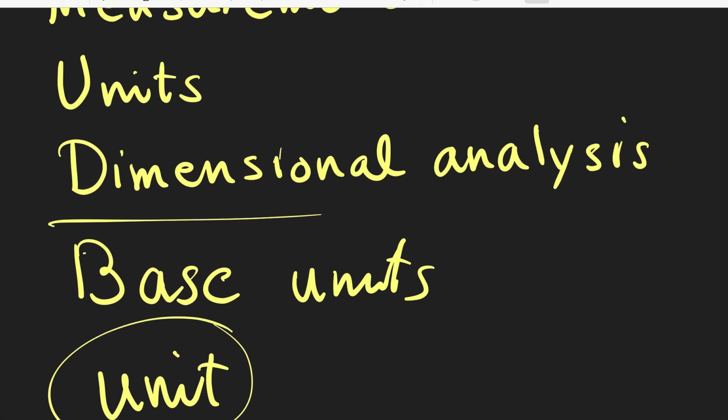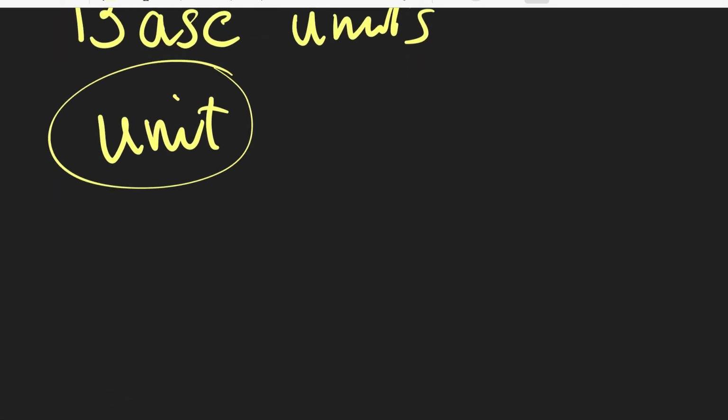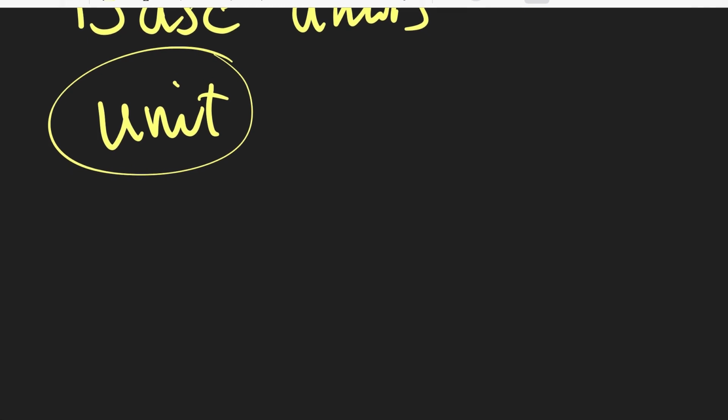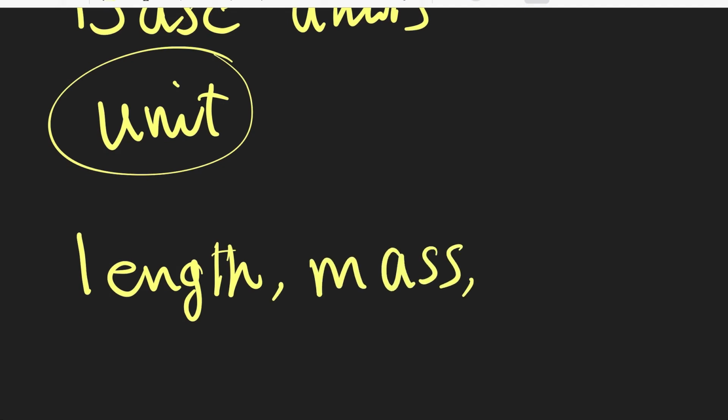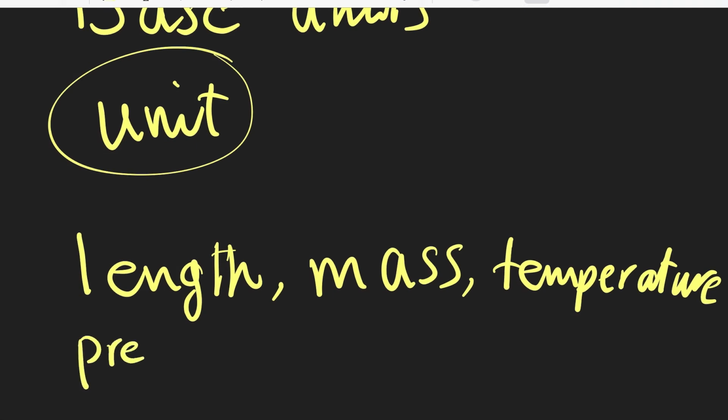We discover physics by learning how to measure the quantities involved in physics. Among these quantities are length, mass, temperature, pressure, and electric current.